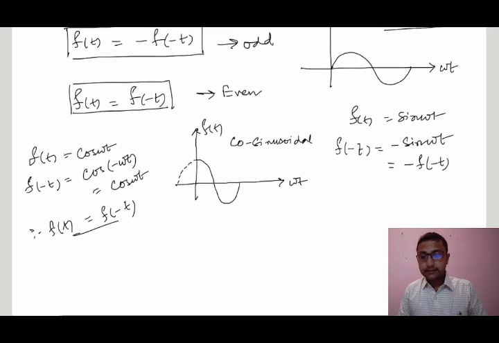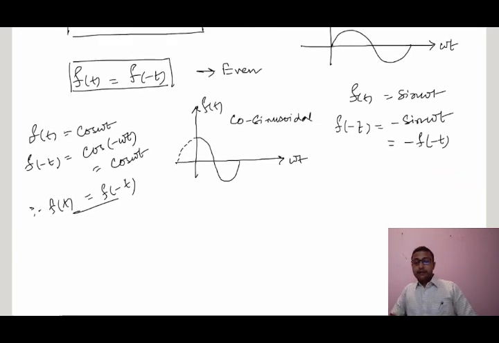Next, each and every signal can be decomposed into its odd and even components. This is, quote unquote, a habitual truth. Each and every signal can be decomposed into its odd and even components, right? So suppose f(t) is a signal, and what is the rule?